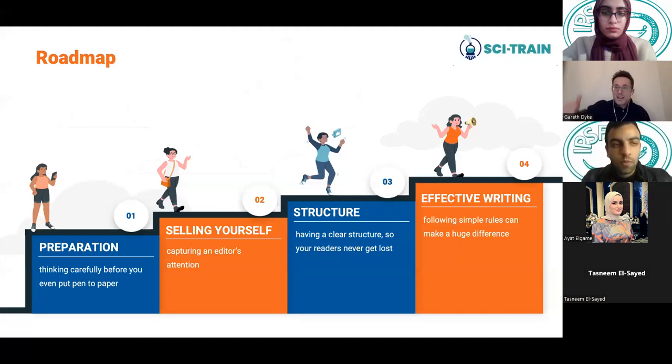So preparation, learning how to sell yourself and sell your research. Structure, having a clear structure for your writing, for your research projects, so that people don't get lost when they read your work, very important. And then, of course, as well, effective writing. We'll talk about that a little bit later on in this presentation. So all of these different components come together in a roadmap for you as you build up a research project, preparing to write, selling yourself to journals, structuring your work when you make those submissions. We'll talk about that in a moment, and some tips and tricks for effective academic writing.